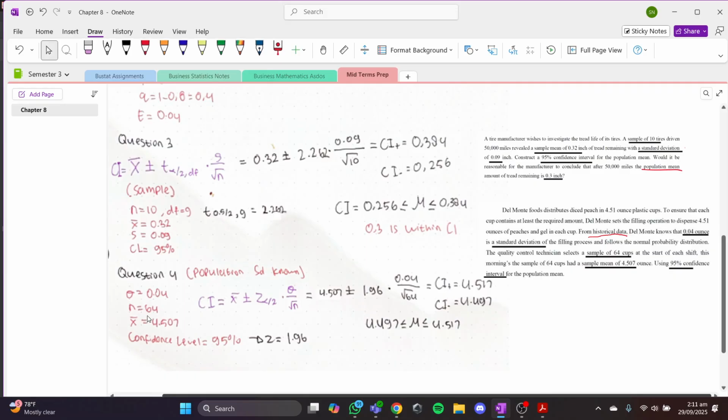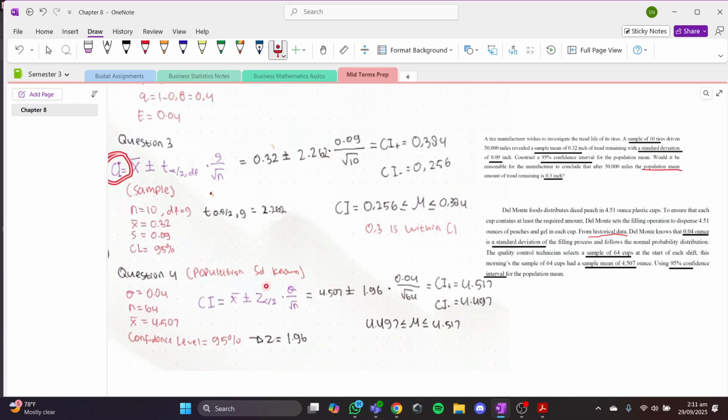Okay, now for the last question. It is asking for the population mean. Oh no, sorry, it's the same thing. It's asking for the confidence interval. But for this one, the population standard deviation is known. So the main difference is just this one is using t while this one is using z. And the population standard deviation is known as shown here.